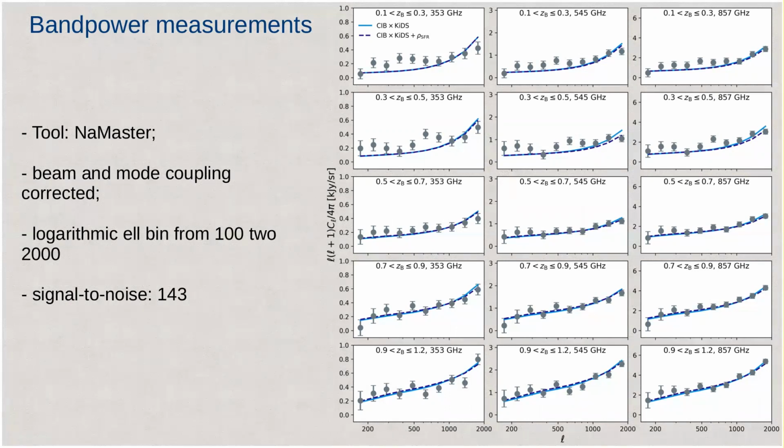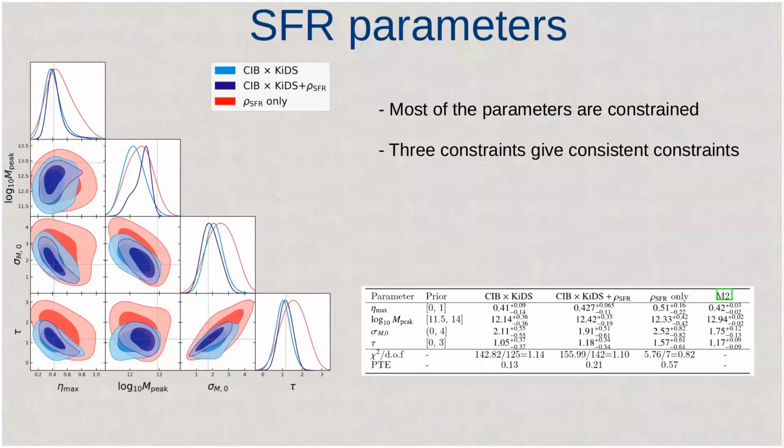So now we have the measurement, and we fit the cross correlation measurement with our proposed model. The left plot shows the posterior. We have 3 fits here. The cyan contour is a fit from cross correlation only, the purple shows cross correlation plus some external star forming rate measurement, and the red one shows the fit from external star forming rate history only. And we see that those 3 give consistent constraints on our star forming rate parameters.